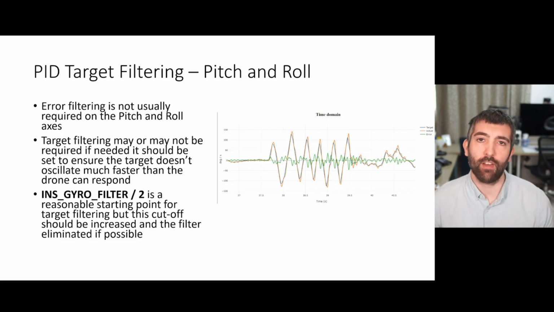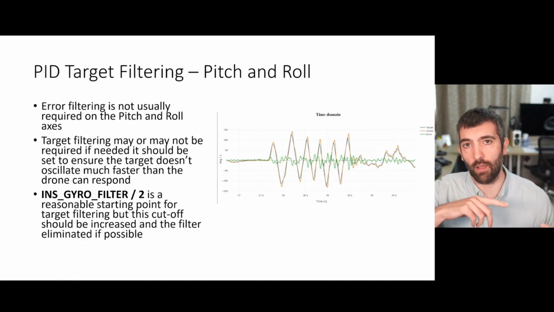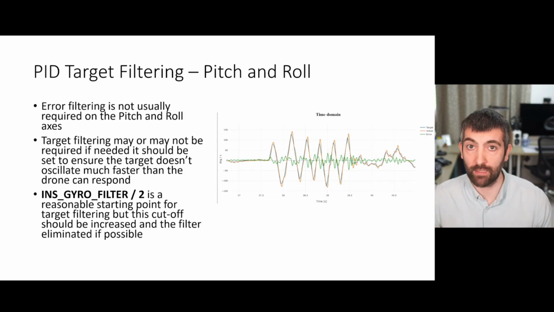If your target value is oscillating or moving much, much faster than your drone is able to respond because you have a big, heavy drone that is slow to respond, then using target filtering to slow down how fast the target can move can be really helpful, just to allow the drone to keep up with the target and avoid getting into the situation where the drone is effectively oscillating, trying to keep up with a target that it's not able to.